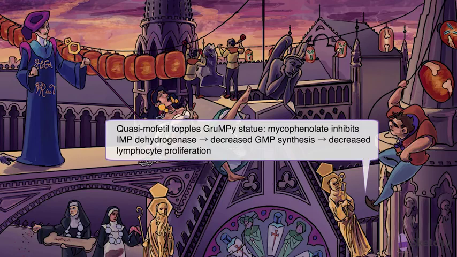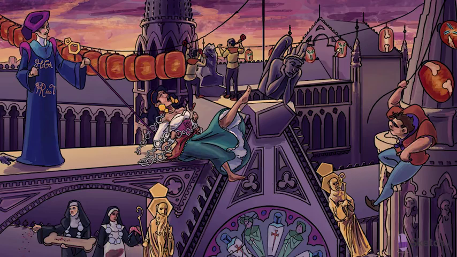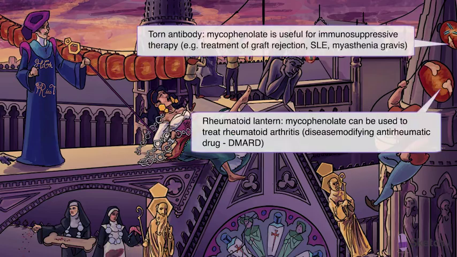This is why Quasi-mofetil is seen kicking over that GMP grump. Activated lymphocytes are dependent upon the de novo synthesis of purine nucleotides. Decreased GMP means decreased B and T cell proliferation and reduced antibody production. Mycophenolate, it turns out, is a powerful inhibitor of lymphocyte proliferation.